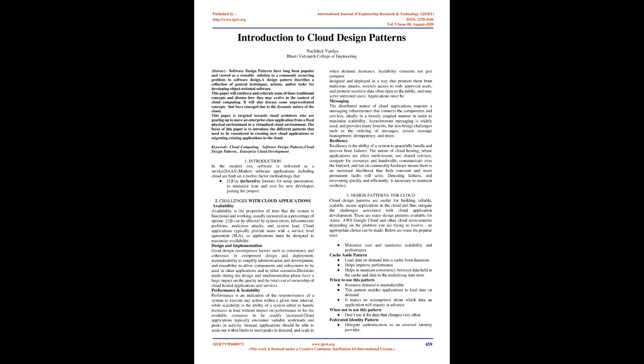Performance and scalability. Performance is an indication of the responsiveness of a system to execute any action within a given time interval, while scalability is the ability of a system either to handle increases in load without impact on performance or for the available resources to be readily increased. Cloud applications typically encounter variable workloads and peaks in activity. Instead, applications should be able to scale out within limits to meet peaks in demand, and scale in when demand decreases. Scalability concerns not just compute. Applications must be designed and deployed in a way that protects them from malicious attacks, restricts access to only approved users, and protects sensitive data. They are often open to the public, and may serve untrusted users.